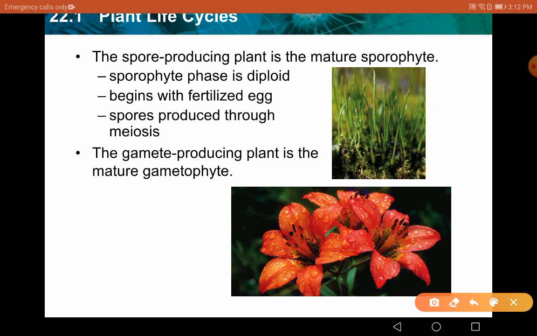Spore-producing plant is the sporophyte. The part which is responsible for producing spores is named sporophyte. What are the characteristics of the sporophyte, guys? The sporophyte phase is, as we said, diploid. Number 2, it begins with the fertilized egg, as we said in the previous slide, fertilization. Spores are produced through what? Through meiosis.